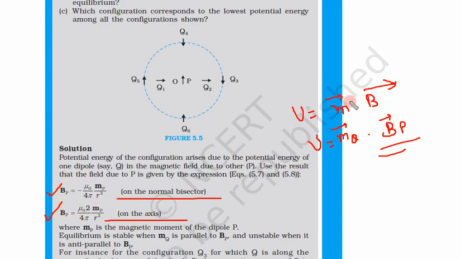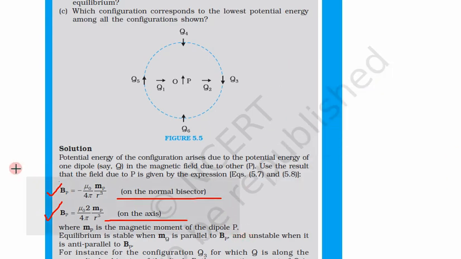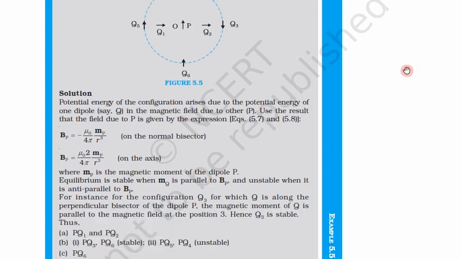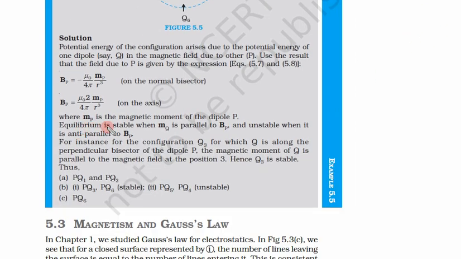When this Bp is multiplied with mq, only then we will get the potential energy. Potential energy of the one dipole, say Q. That means potential energy only arises when this magnetic field of the first interacts with the magnetic moment of the other, that means Q. Bp will interact with mq, only then we will get potential energy. Now here mp is the magnetic moment of dipole P.